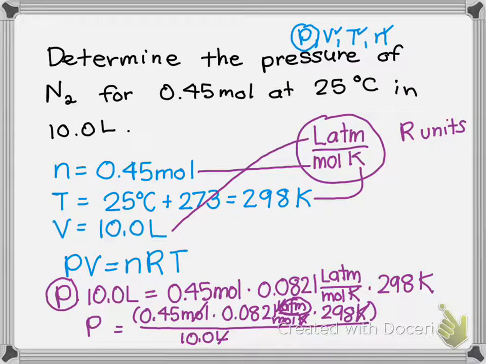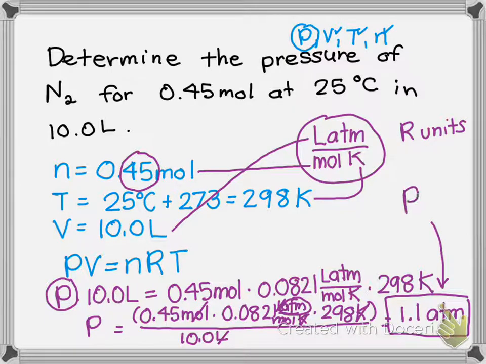So if I take 0.45 times 0.0821 times 298 on my numerator, and I divide that by 10, I get 1.1009. Two significant figures seems reasonable because they gave me 2 here. So I'd say 1.1 atmospheres. And that would answer my question. So rereading the question, determine the pressure of nitrogen at those conditions. And so this is the pressure of the nitrogen.